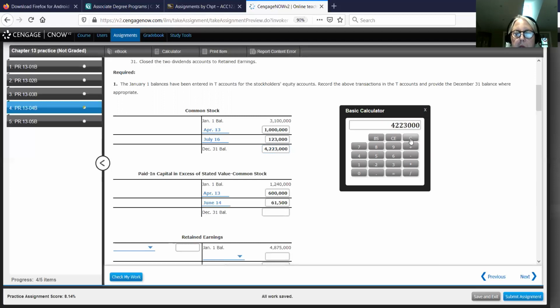My paid-in capital just has credits to it. You would combine all these together: $1,240,000 plus $600,000 plus $61,500, and the balance would be $1,901,500.